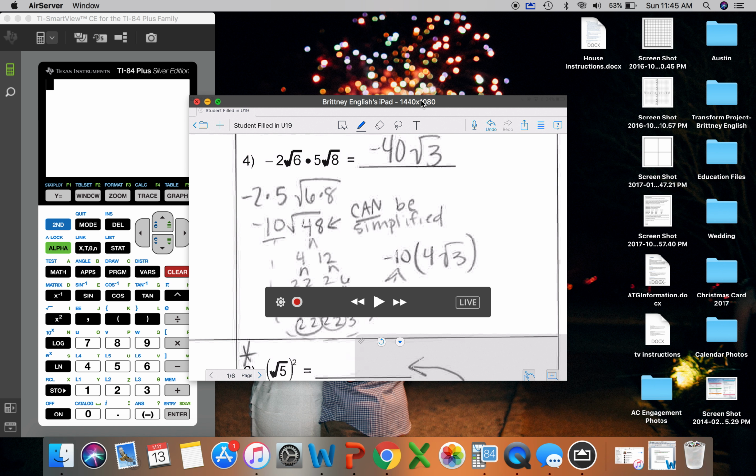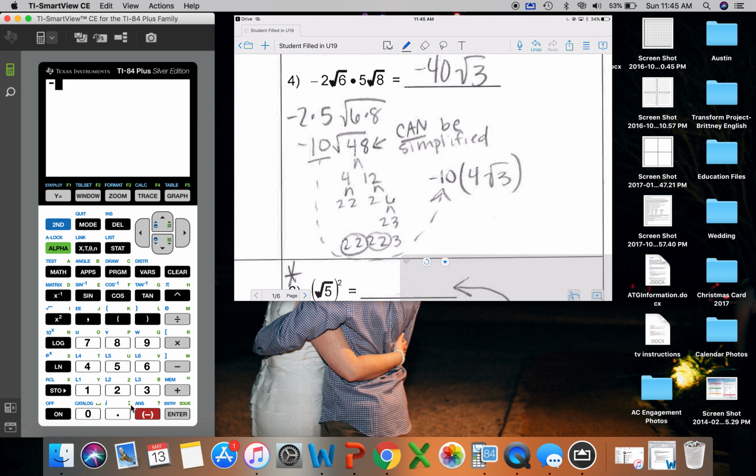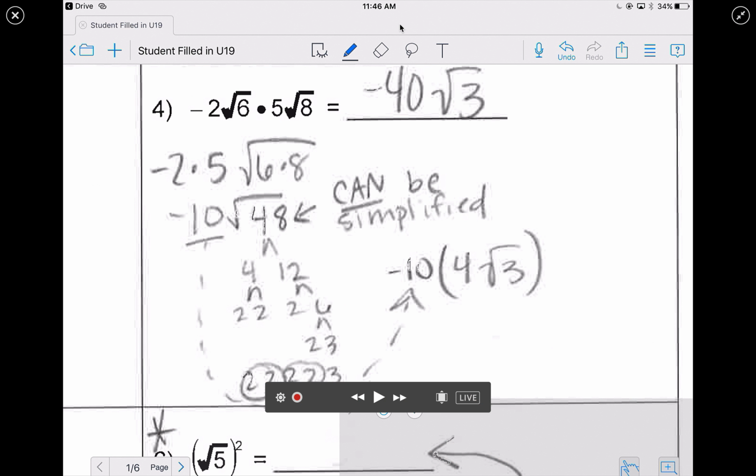And again, just to show you very quickly, you can plug this in. So negative 2 square roots of 6 times 5 square roots of 8. Is that the same as negative 40 square roots of 3? Same ugly decimal. Okay, so the only big difference here is you're doing outside with outside, inside with inside, then simplify if you can. And when we simplify, we do the same thing where we simplify and then take the front into effect.